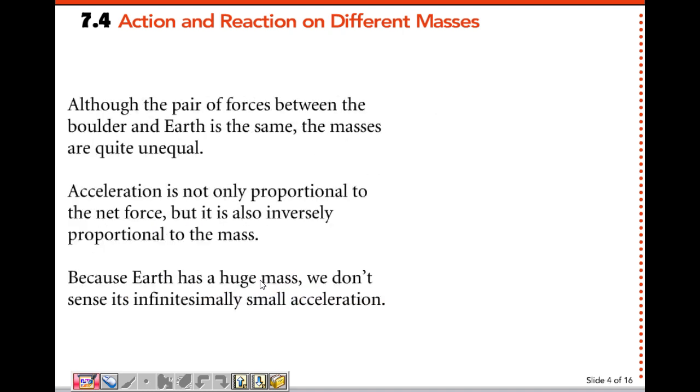So why is that? It has to do with the Earth's mass. Earth has a huge mass compared to a very small boulder. If we have a picture of the Earth up here and a teeny boulder falling toward it, the Earth is pulling the boulder with a force, and the boulder is pulling the Earth back toward itself. But the fact that the Earth is so much more massive than the boulder means that the Earth doesn't move, or it has an infinitesimally small acceleration, meaning very, very small acceleration.